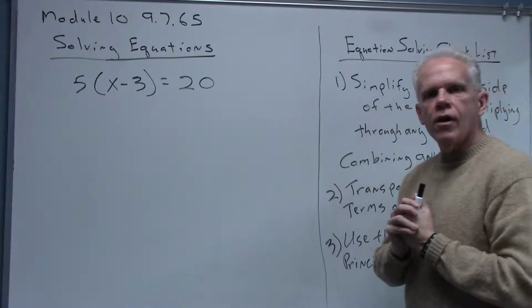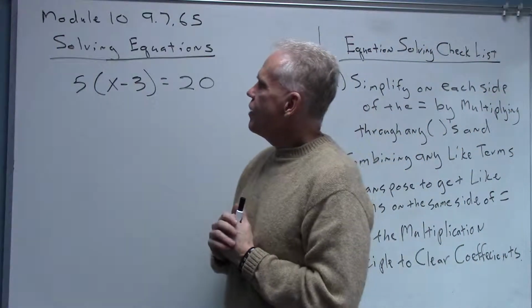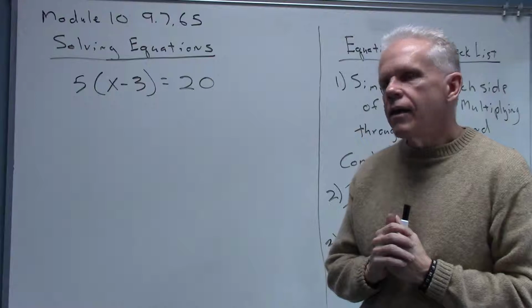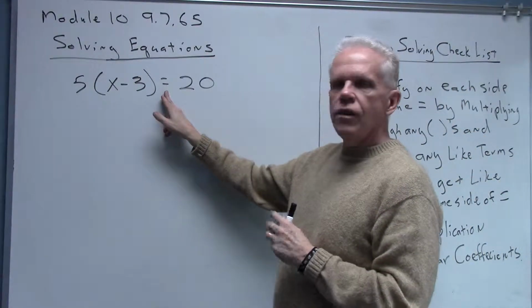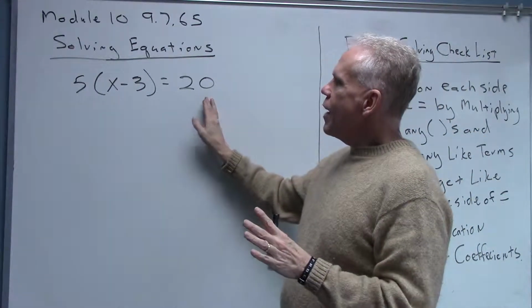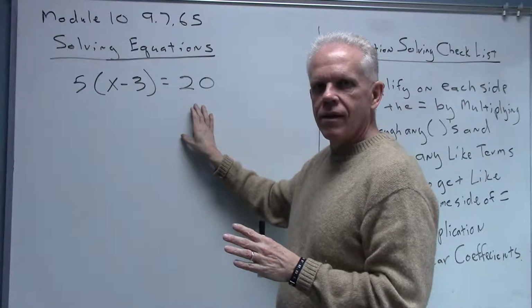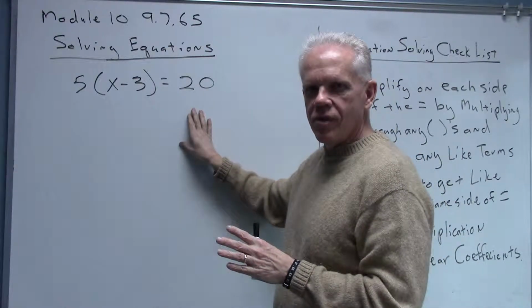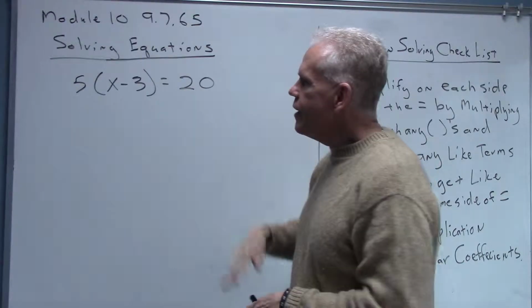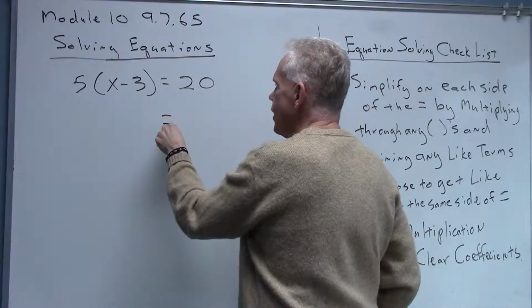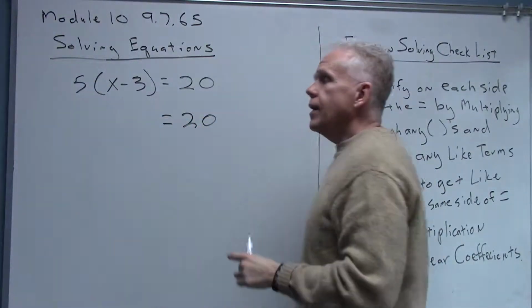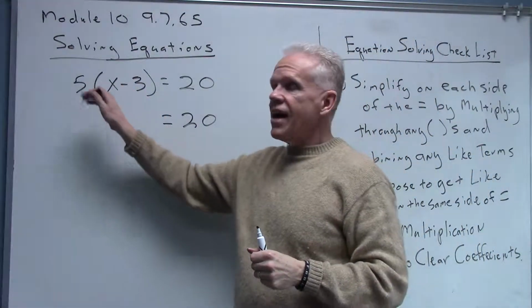All right, let's start by simplifying on each side of the equal. Well, here's my equal. Let's do the easy part first. The right side of the equal is a 20. Guess what? That's already simplified. 20 is 20. Nothing you can do to 20. All right, now I want to simplify on the left side of the equal.